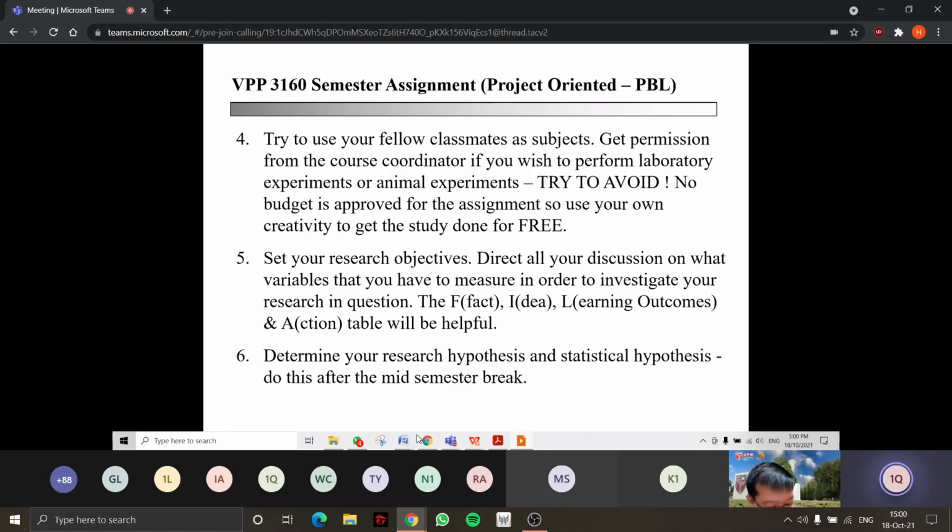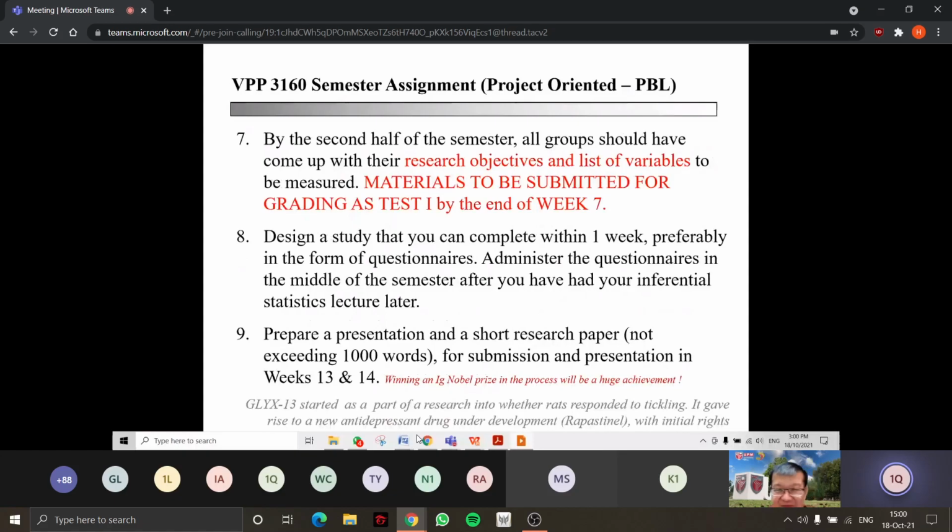This is actually what parameters I want to investigate. This is actually how different parameters interact with each other. And then from there on, I can submit for test 1. Okay, this is test 1. Around the second half of the semester, all groups will have come up with their research objectives and a list of variables to be measured. Okay, so you need to put down, okay, what is your objective? Okay, what you want to study?